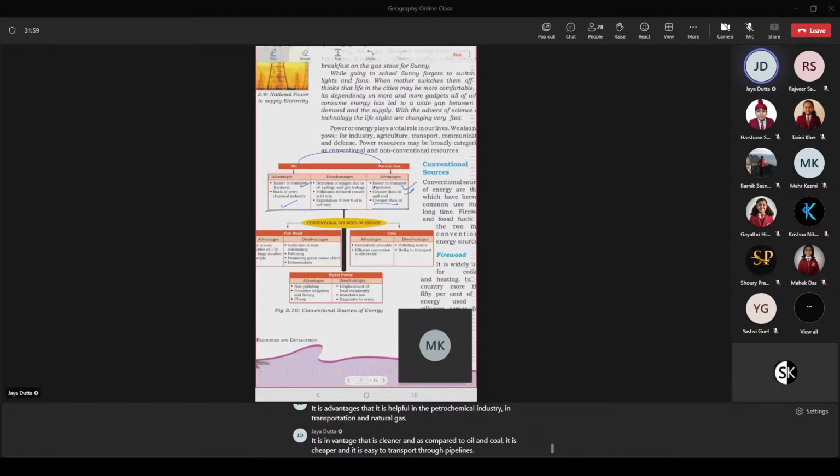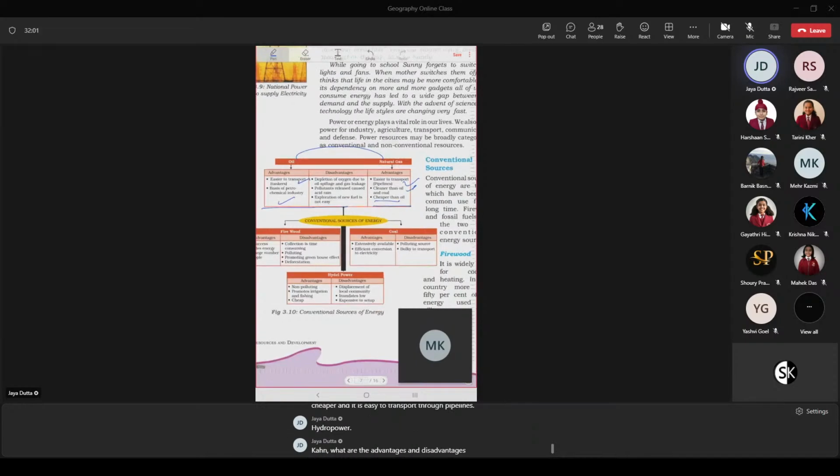Hydel power, what are the advantages and disadvantages? It's non-polluting. It promotes irrigation and it is cheap compared to coal, petroleum, and natural gas. And what are the disadvantages? When you are making a dam, you are doing deforestation on a massive level. You are displacing the people who were earlier living in that particular area. It is expensive to set up in the initial stages.